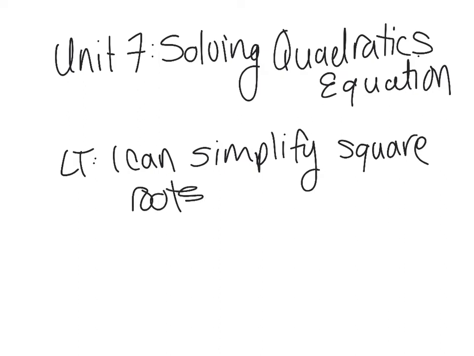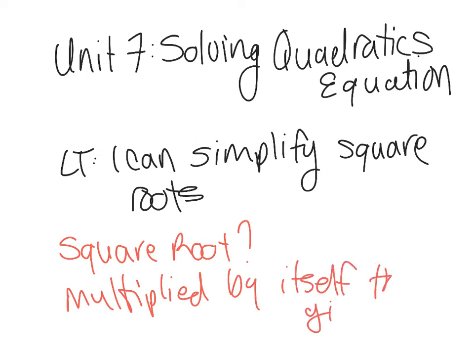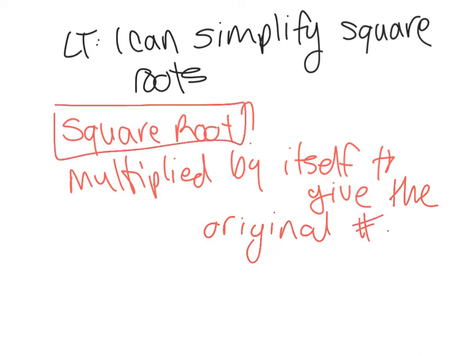Okay, so what is a square root? Well, if you remember, the square root of a number is a value that can be multiplied by itself to give the original number. Okay, so that is a square root. So meaning, what's the square root of 4? Well, I'm looking for two numbers that are the same that when multiplied together give me 4. So the square root of 4 would be 2.